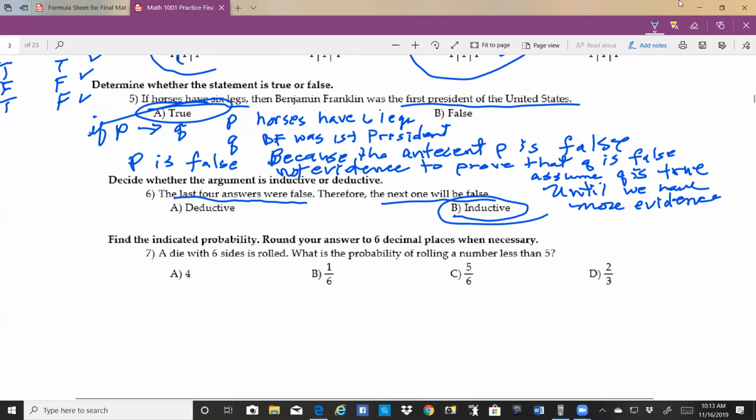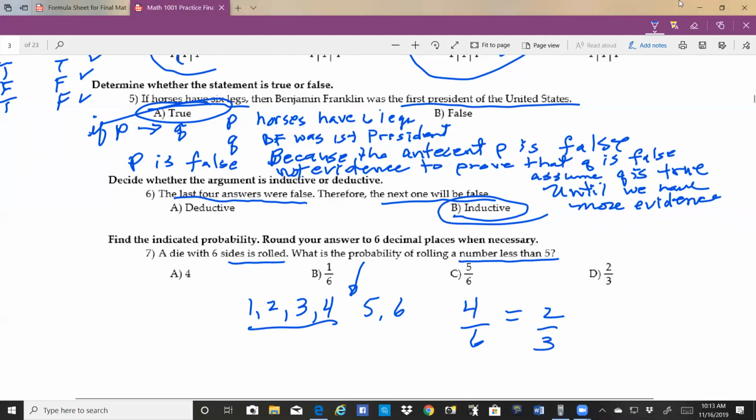Number 7, a die with 6 sides is rolled. What's the probability of rolling a number less than 5? Well, you can roll a 1, 2, a 3, and a 4, and obviously a 5 and a 6. So the probability is 4 out of the 6, which is 2/3. So the answer is D.